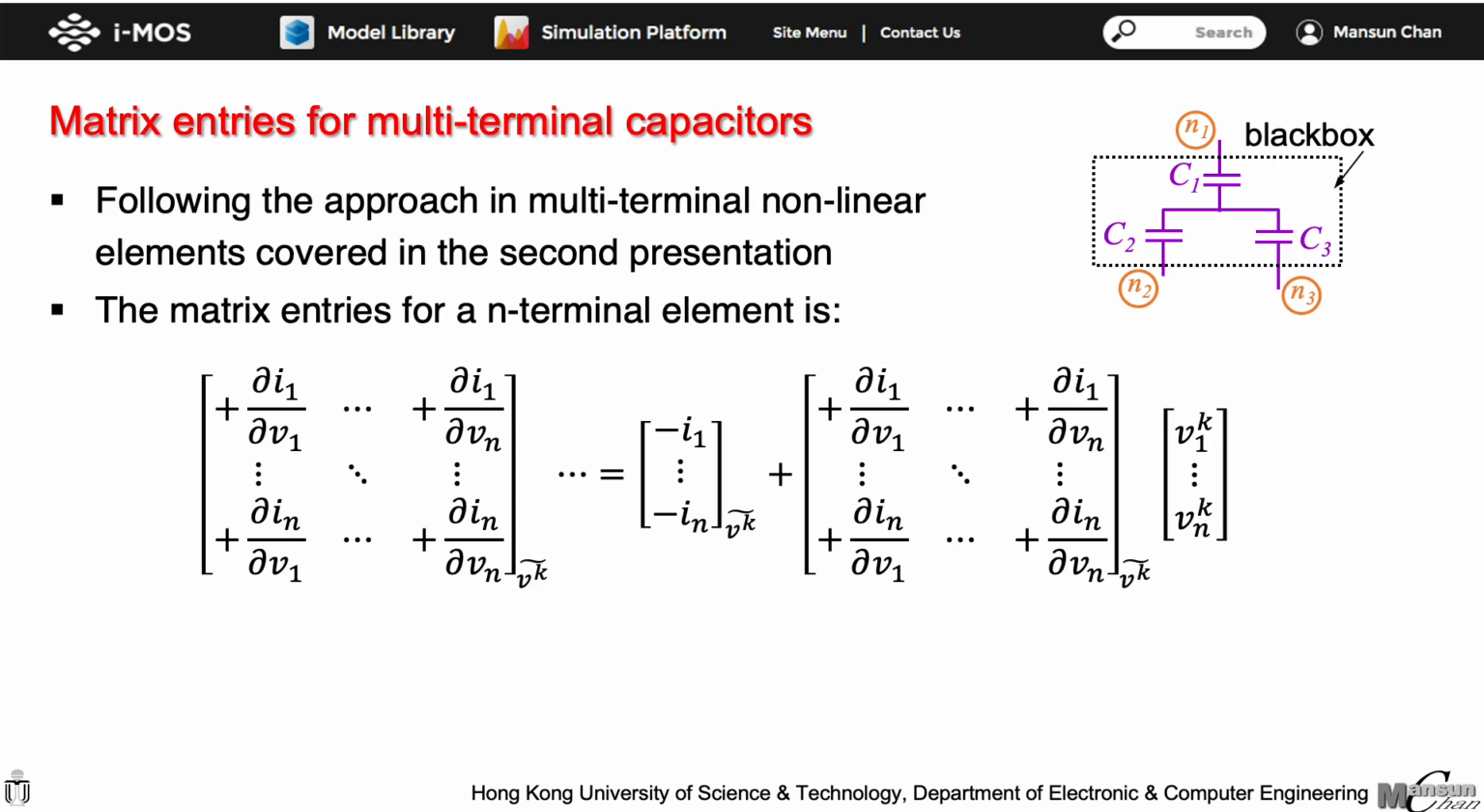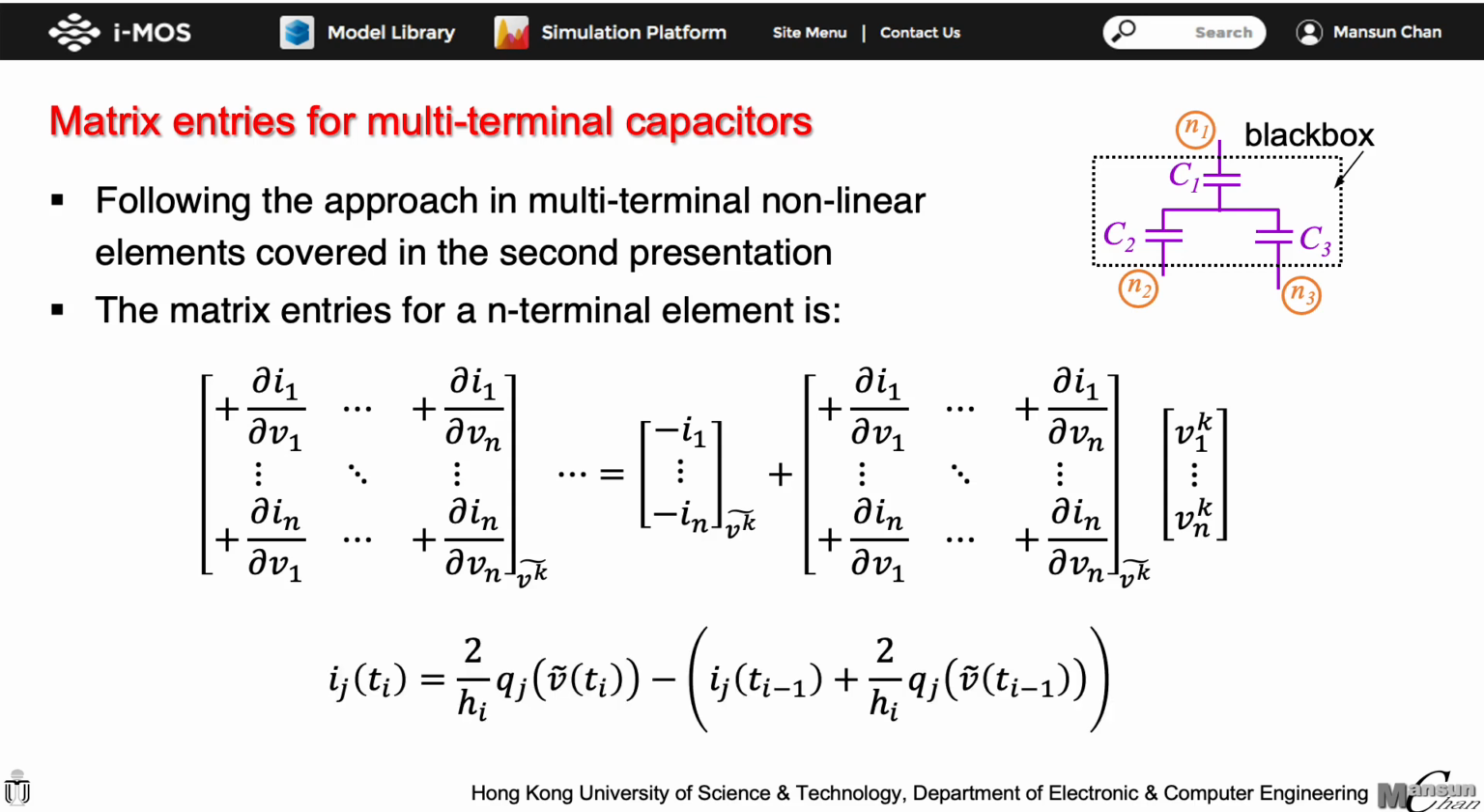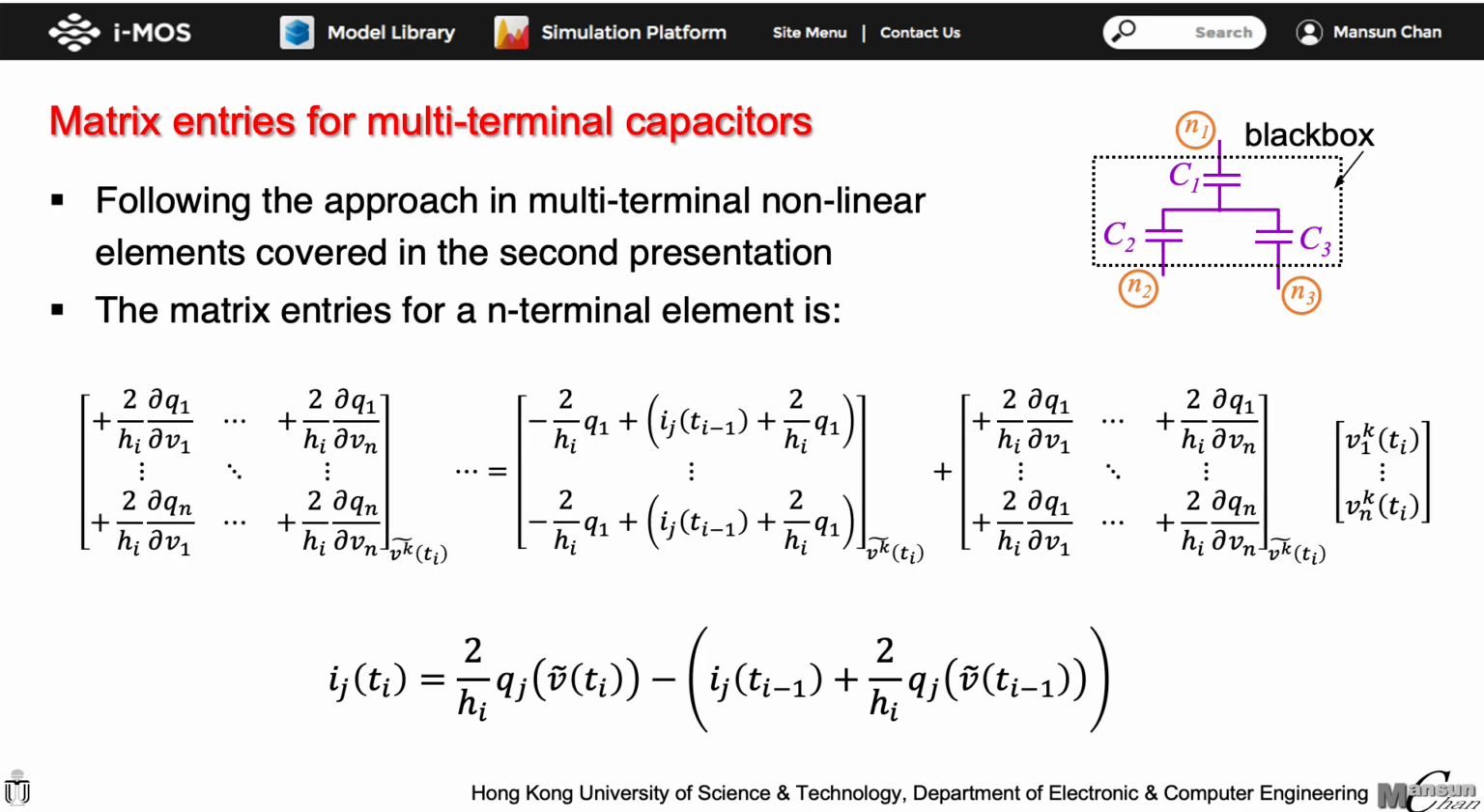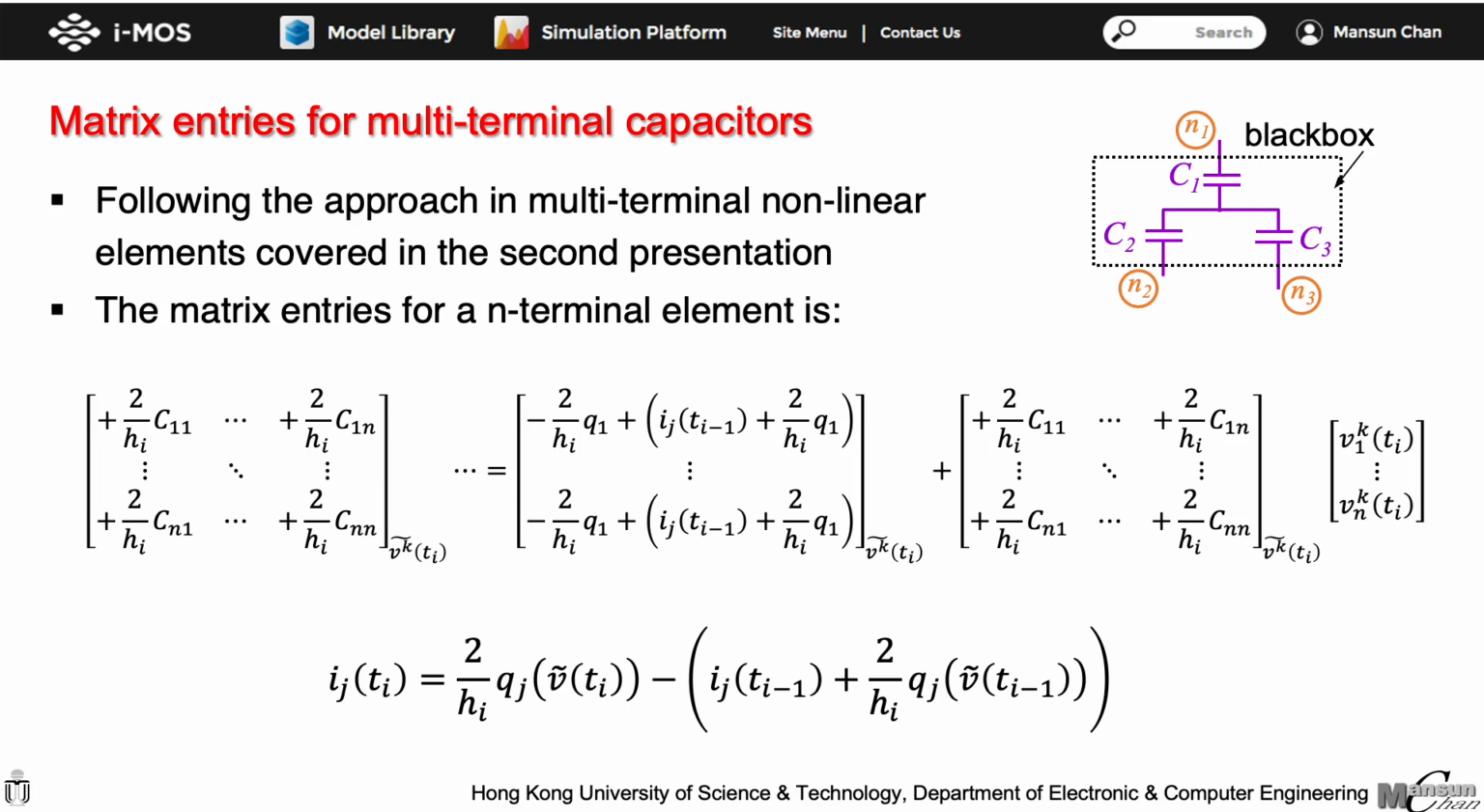Following the same approach to handle multi-terminal nonlinear circuit elements covered in earlier presentations in the series, the general matrix entries for an n-terminal device are given here. And the current voltage relationship at time ti is given by these equations from the trapezoidal rule. So, substituting the known current expressions into the circuit matrix, it becomes the following. By replacing the charge derivatives with the transcapacitances, the matrix can be simplified to the final form as shown here. After a long process, we finally obtain the matrix entries of a multiple terminal charge storage device.